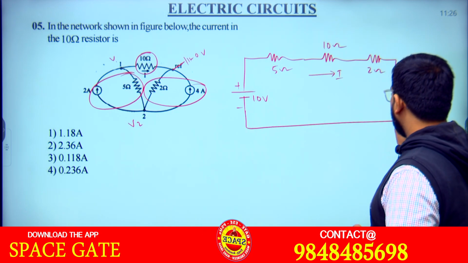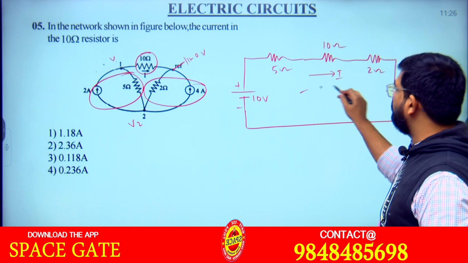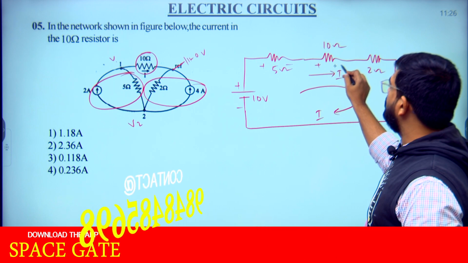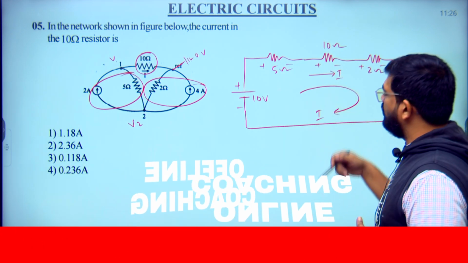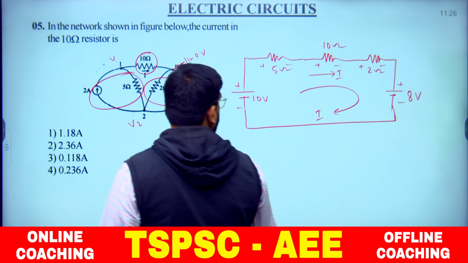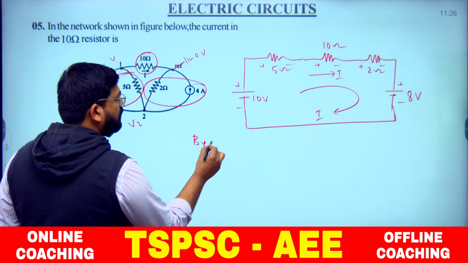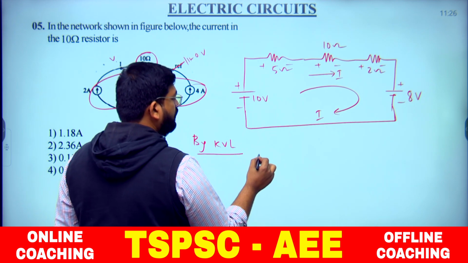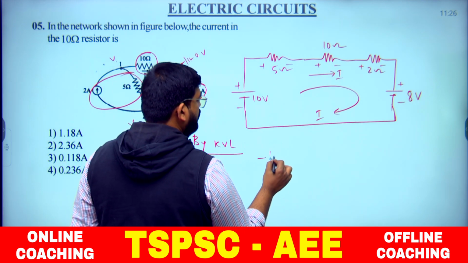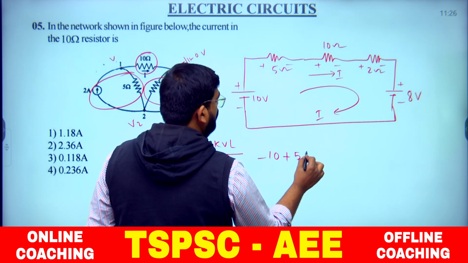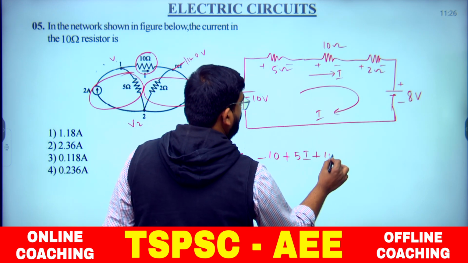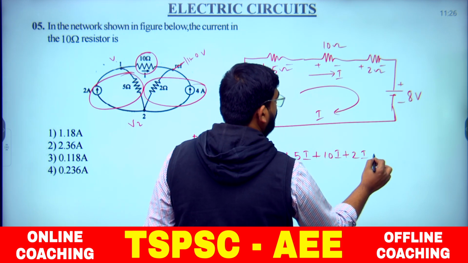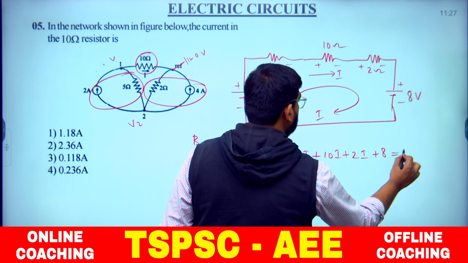So now the rest of the thing is just to apply KVL here. This is the polarity based on the current direction, because they only gave the current direction. Now if you write the KVL for this, what do we get? Current entering into this negative terminal, that is minus 10 plus 5I plus 10I plus 2I, and this one is plus 8 equal to 0.